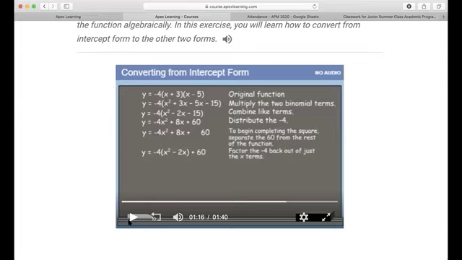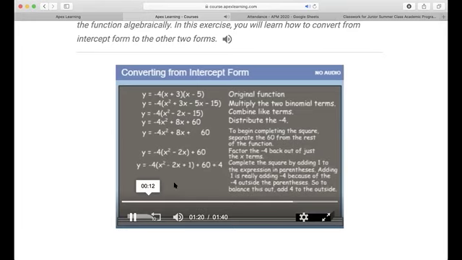So to complete the square for 60, we just move the 60 out, and then we can pull out a 4 from this quantity. So we have x squared and 2x.